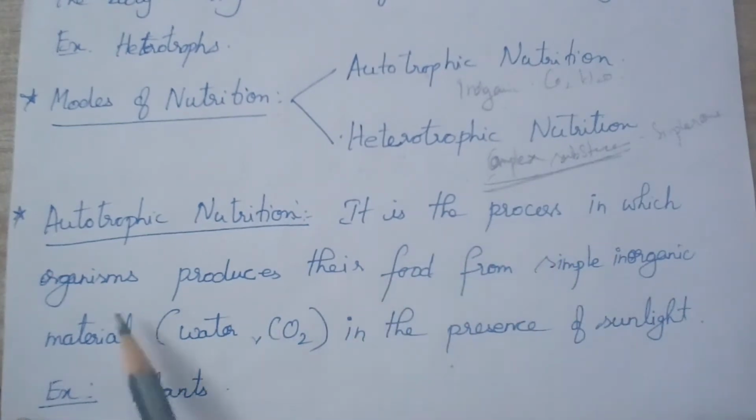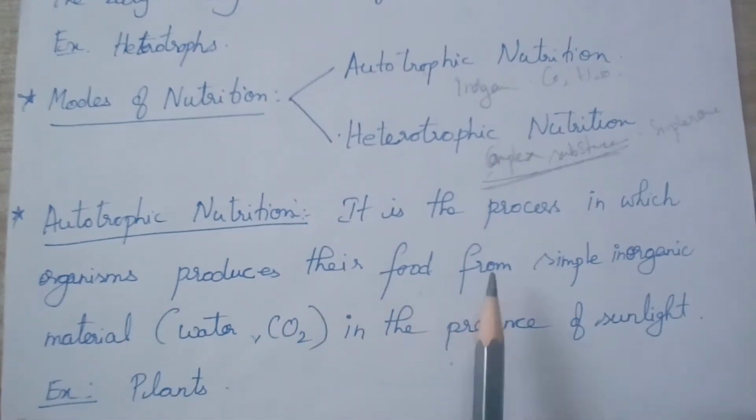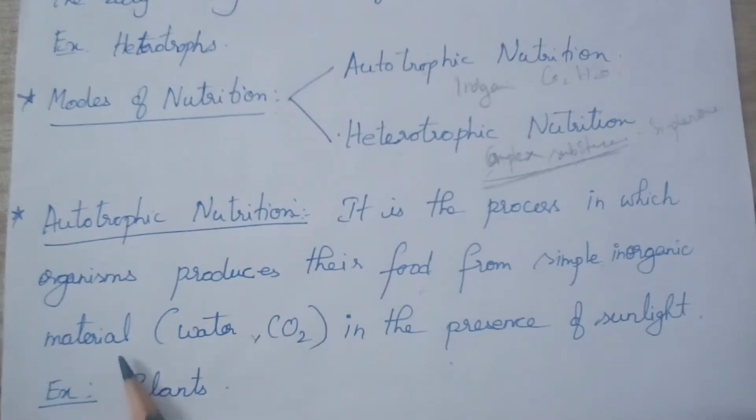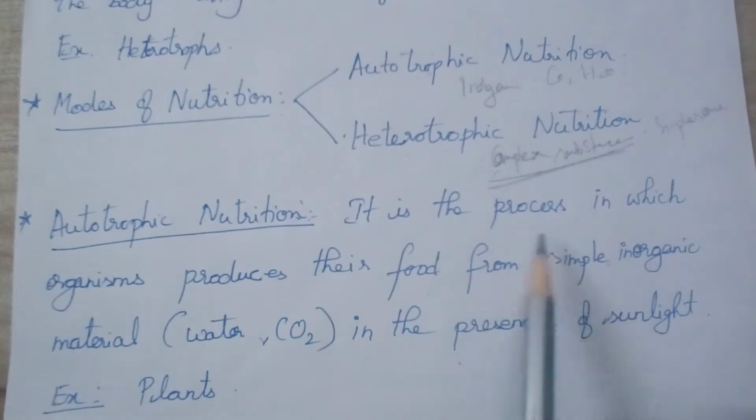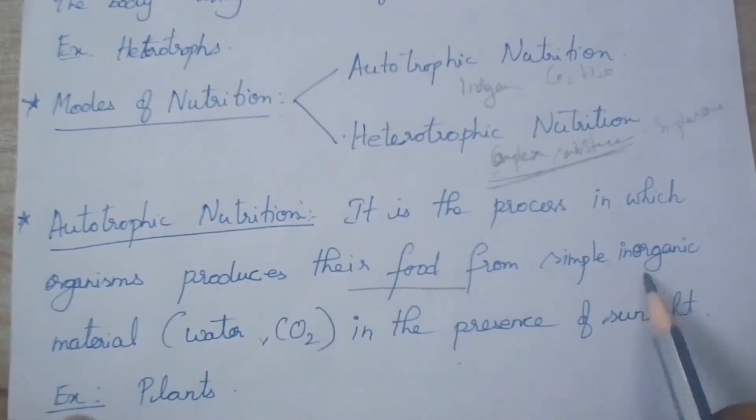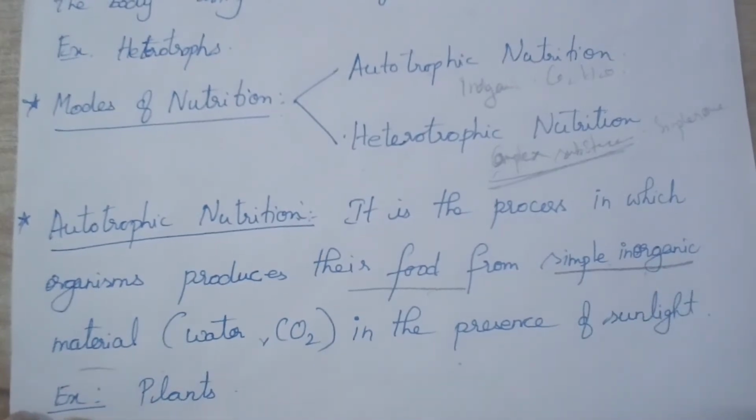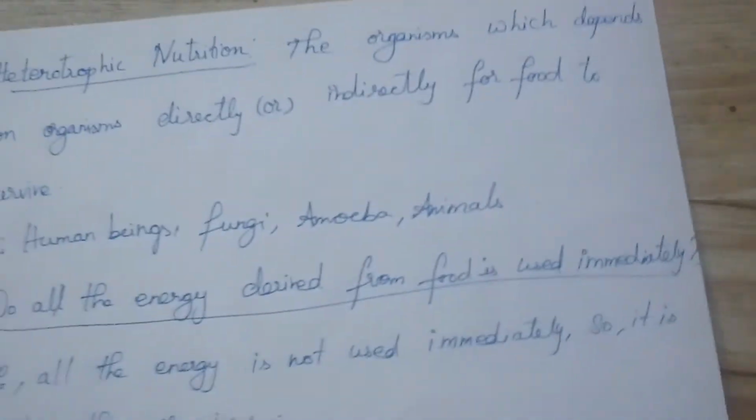It is a process in which organisms produce their food from simple inorganic material like water and carbon dioxide in the presence of sunlight. You know that plants prepare their own food, right, using the photosynthesis process? We have studied this in the lower classes also. So autotrophic nutrition means the process in which organisms produce their food from simple inorganic material in the presence of sunlight. Clear? Next.